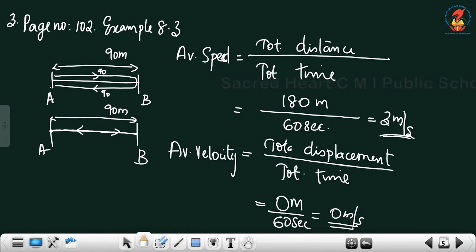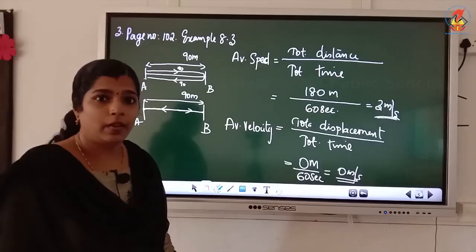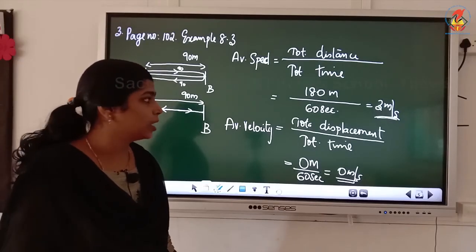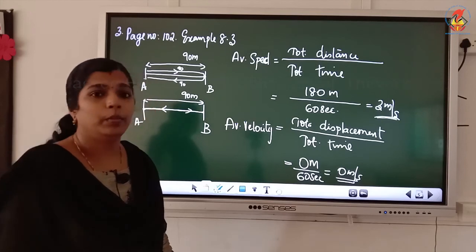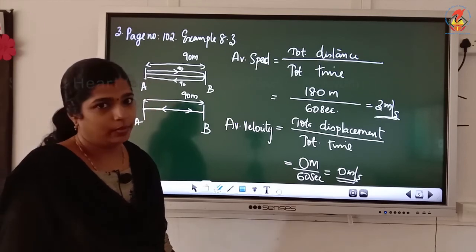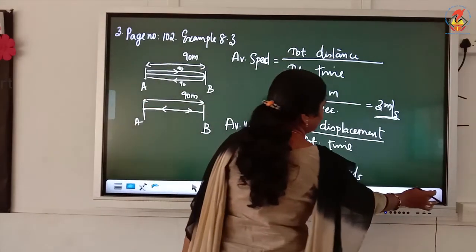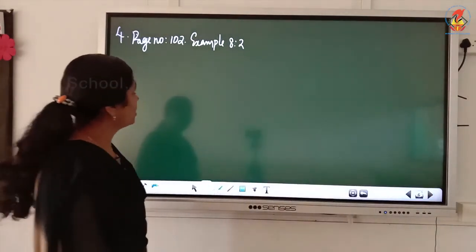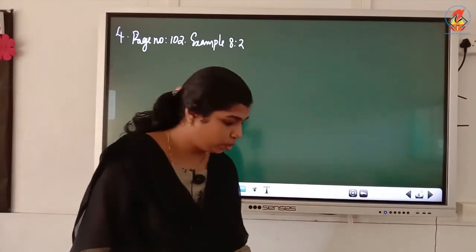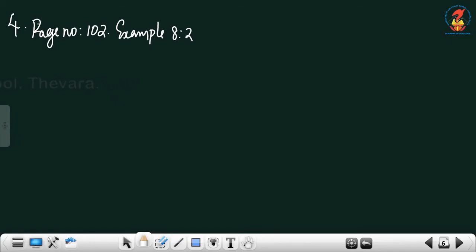Average speed you got as 3 meter per second and average velocity you got as 0 meter per second. So, next problem, that is page number 102, example 8.2. I will read the question.